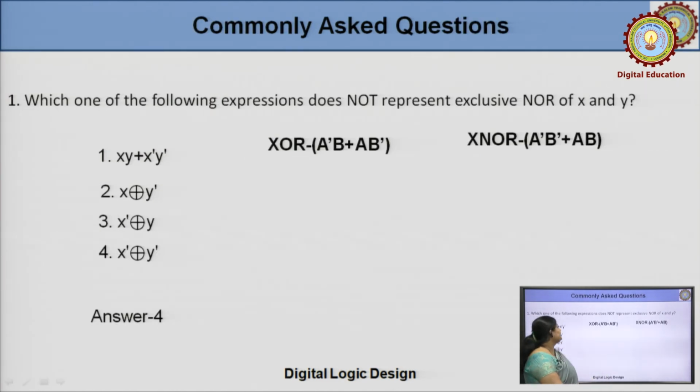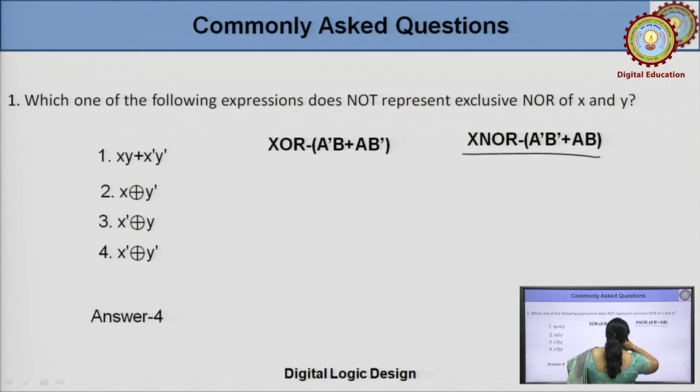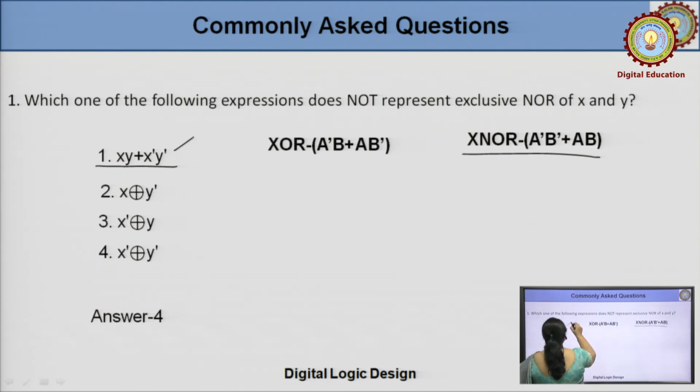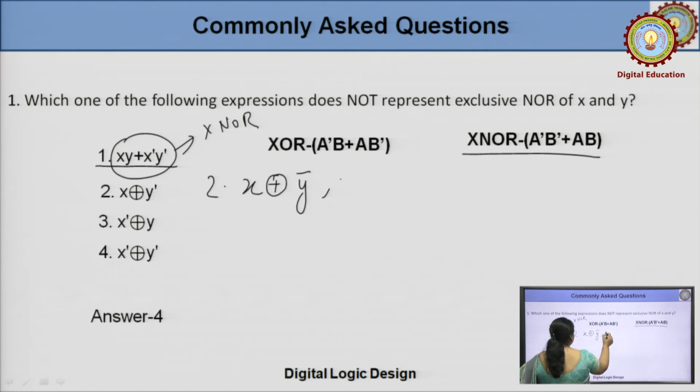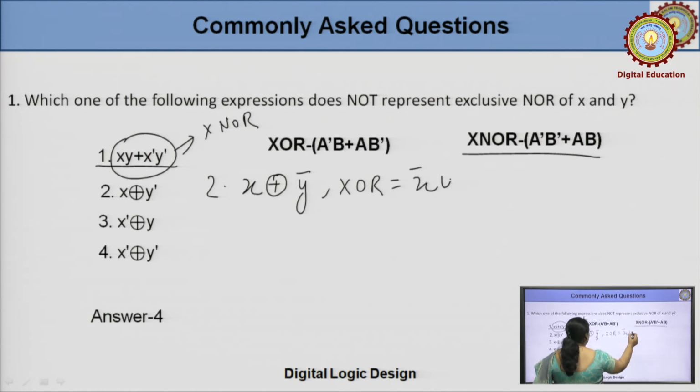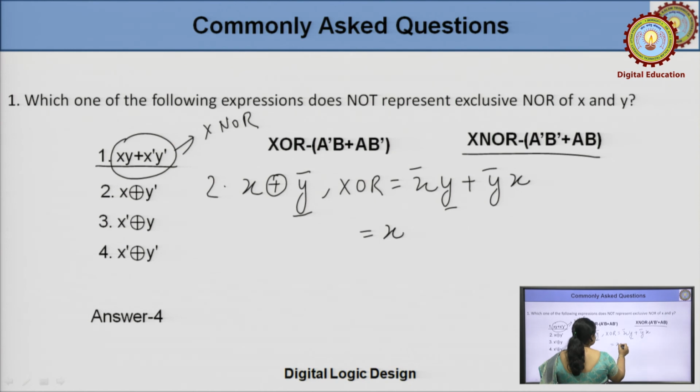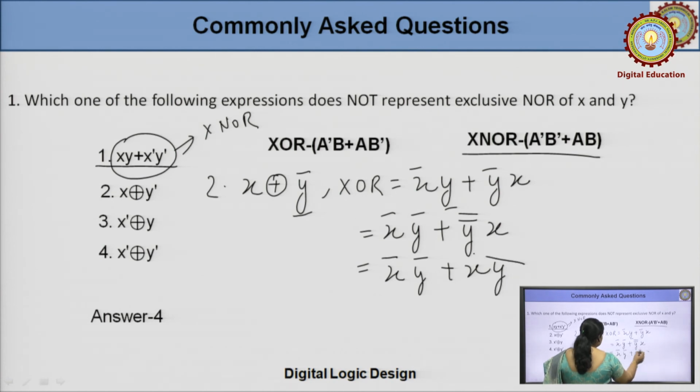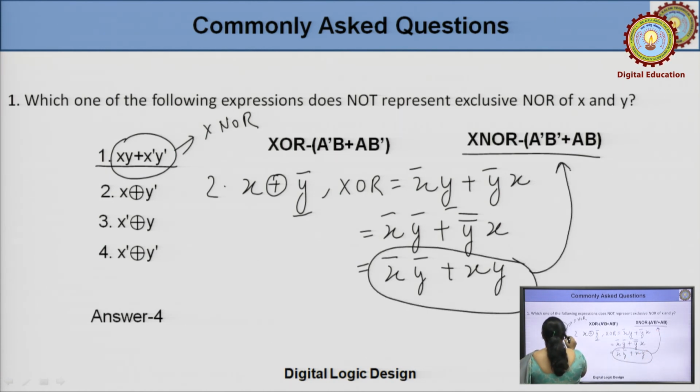The first question is: which one of the following expressions does not represent exclusive NOR? This is the function of XNOR, and for the first choice, this expression is surely XNOR because it is XY plus X bar Y bar. Now moving to the second function, it is X XOR Y bar. What is XOR? XOR is X bar Y plus Y bar X, right? So put the value of Y as Y bar, it becomes X bar Y bar plus Y bar bar X, then it becomes X bar Y bar plus XY. So this is surely an XNOR. So the second is also an XNOR.